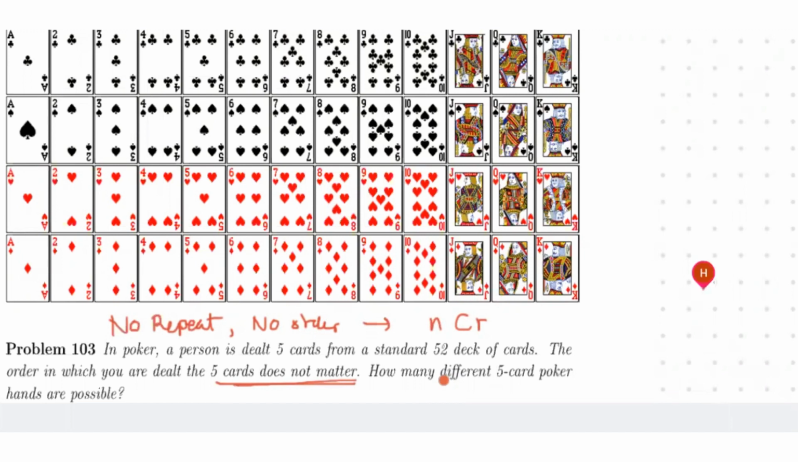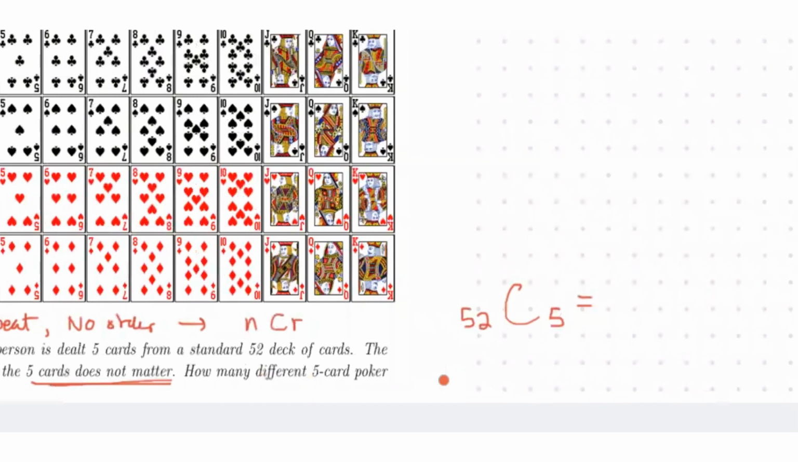So we have nCr, there are 52, and we pick 5 of those. And then you have a calculator to calculate. 52 combination 5. Tyler, do you have a number? I do. It is 2,598,960.